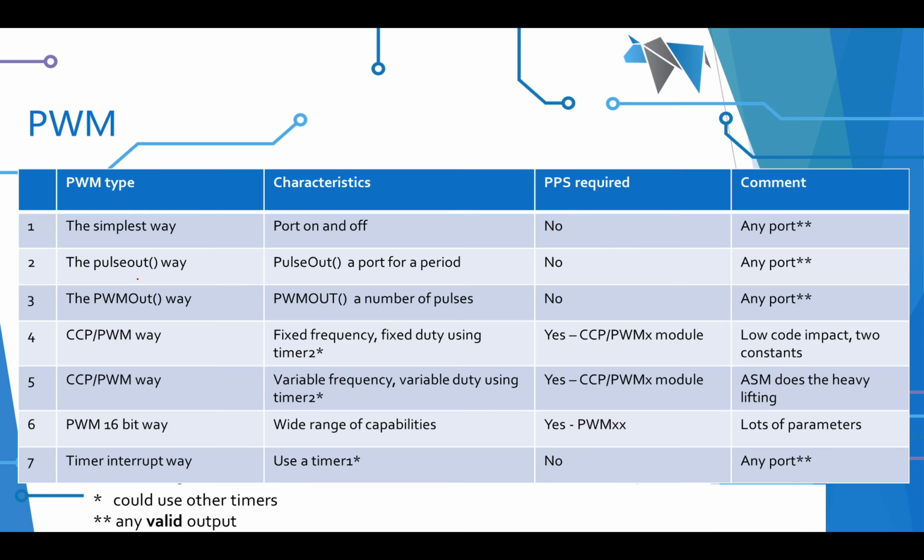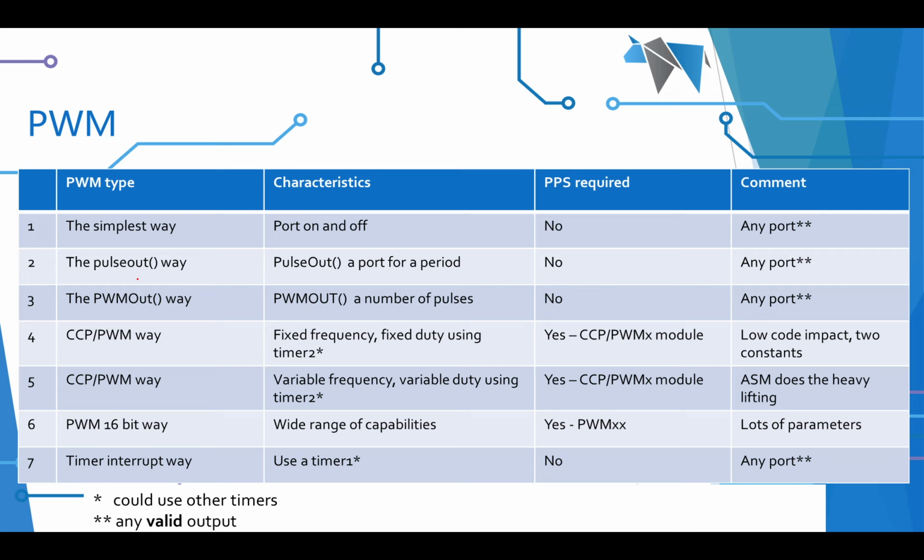But what we're going to do is look at many different ways. Okay, so one is the simplest way. We're just going to turn the LED on and off, and that will generate a signal, and you can do that on any port that's an output. You can use PulseOut. PulseOut is a GCBASIC internal command, and it will pulse the port for a short period of time, and you can choose any port that's an output. Great. So you're not tied to the actual constraints of the architecture of the microcontroller.